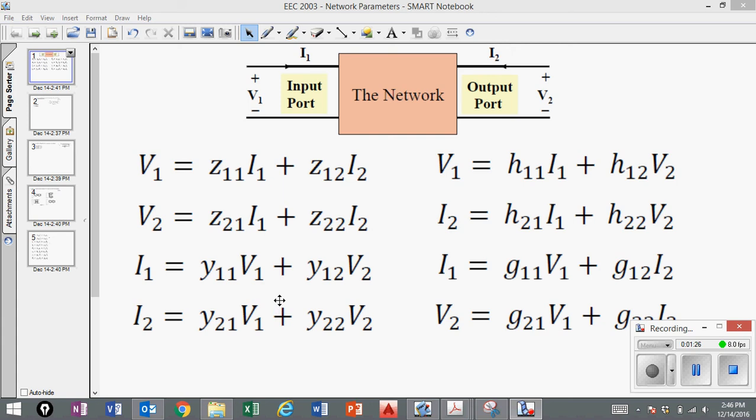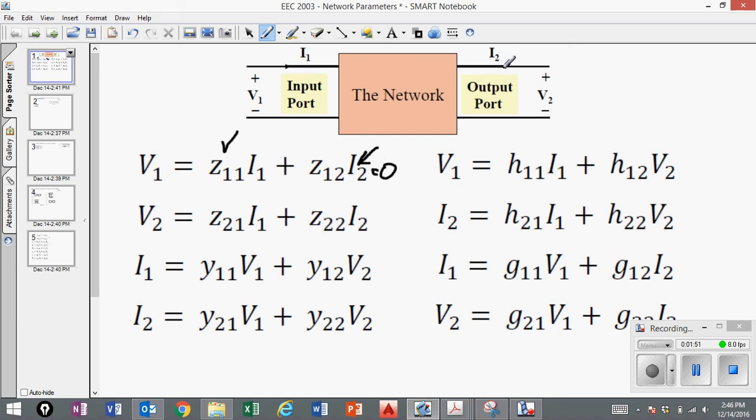Now, in order to get the values, what you have to do is select a term and set that term equal to 0, and then take the measurements that you need to get the other value. What do I mean by this? What if you want the value for Z11? Then that means you must make this term equal to 0.